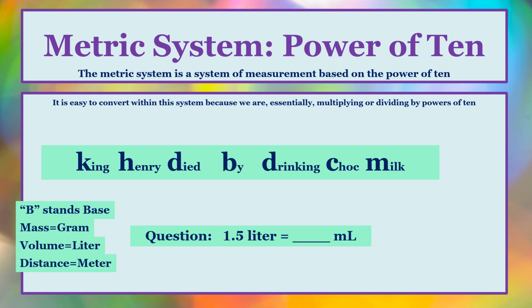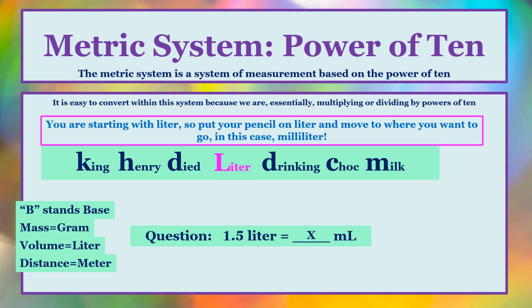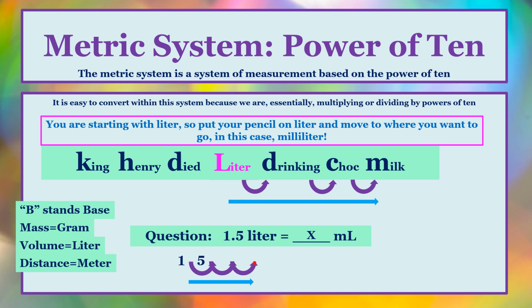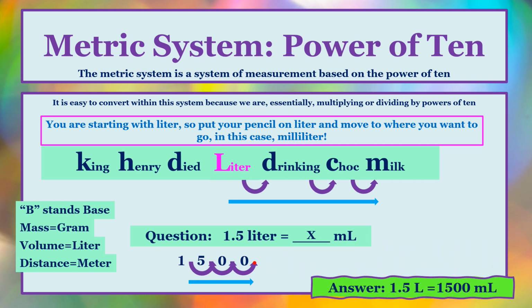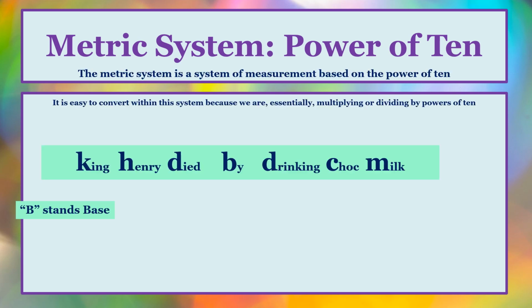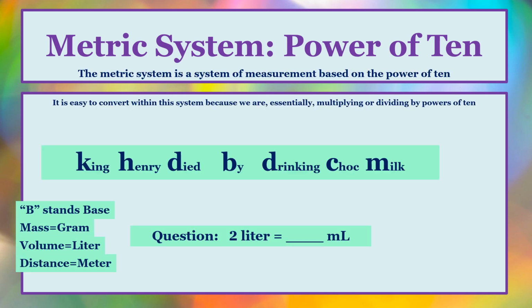Our question is 1.5 liters equals X number of milliliters. So we know our base is going to be liter. We're starting with liter, so we put our pencil on liter and move to where we want to go, which in this case is milliliter. So we're going to move over 1, 2, 3 spaces. Here's our question, 1.5 liters. So we moved our arrow to the right up here, so we're going to move our decimal to the right 1, 2, 3 spaces. We have empty nest, put eggs in it, and that's going to give our answer 1.5 liters equals 1,500 milliliters.